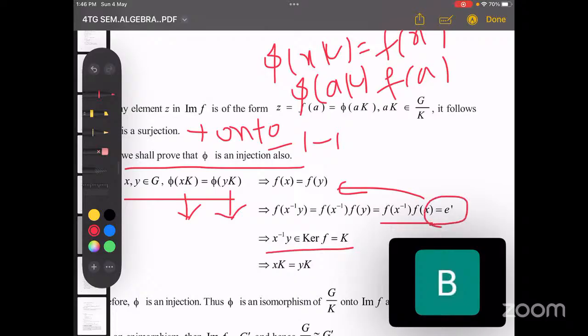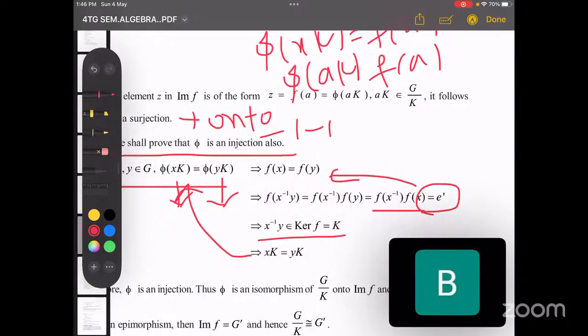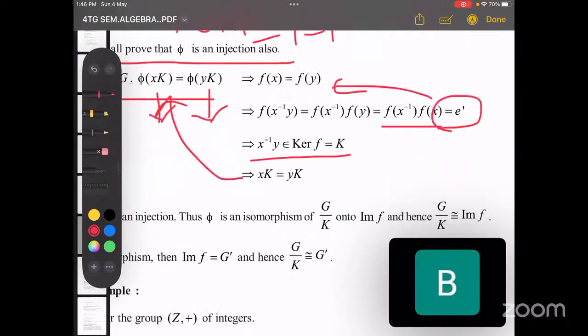Whenever we get f(x) = e dash, we know that it is the definition of the kernel of f. So x inverse y belongs to kernel f = K implies xK = yK. So whatever elements you take here, xK and yK, you are getting xK = yK. So it is an injection. Thus pi is an isomorphism of G by K onto image of f, and hence G by K is isomorphic to image of f.